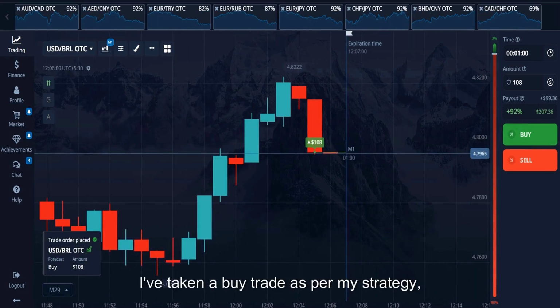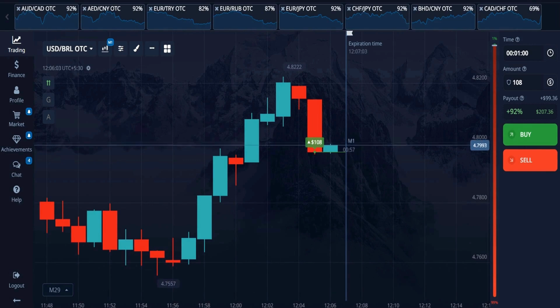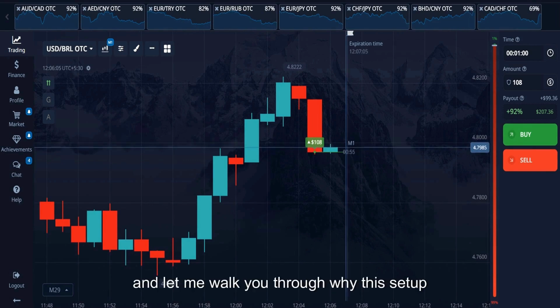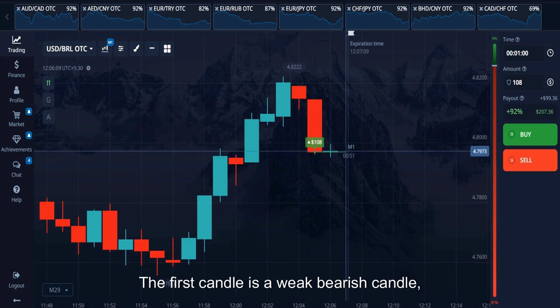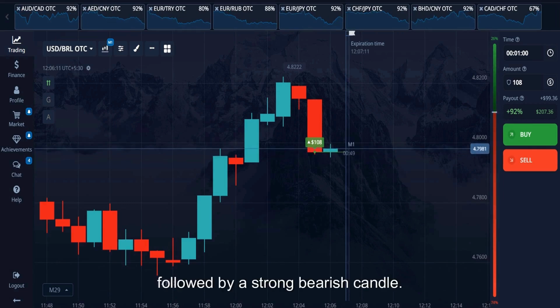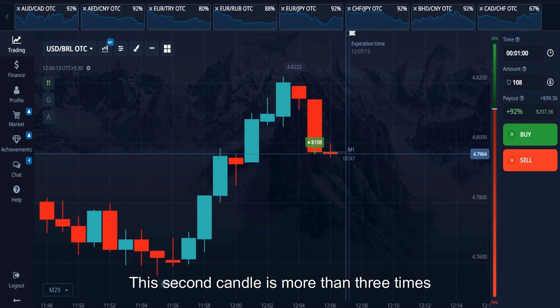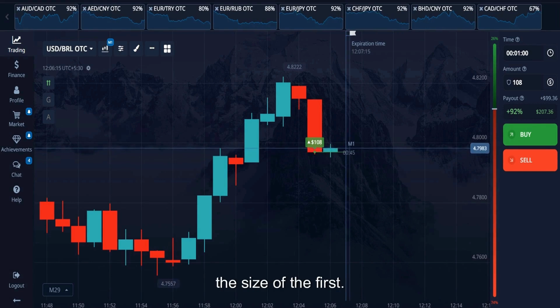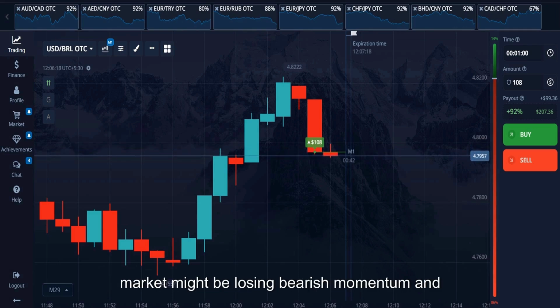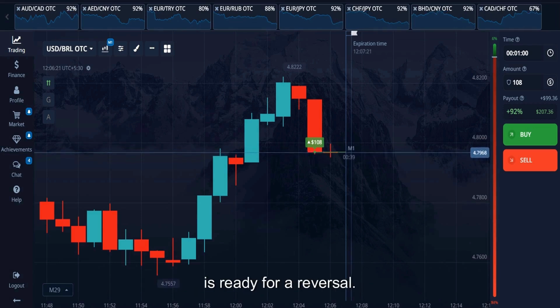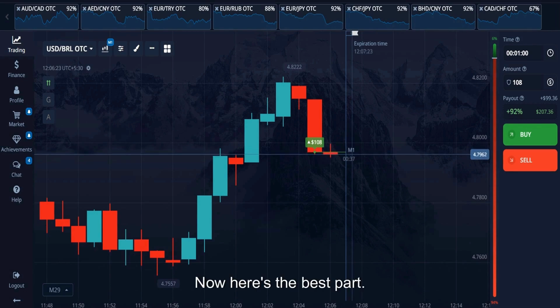Here, I've taken a buy trade as per my strategy, and let me walk you through why this setup is so promising. The first candle is a weak bearish candle, followed by a strong bearish candle. This second candle is more than 3 times the size of the first. This pattern strongly suggests that the market might be losing bearish momentum and is ready for a reversal. Now here's the best part.